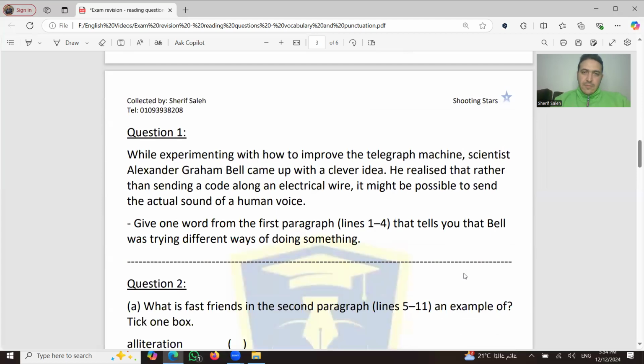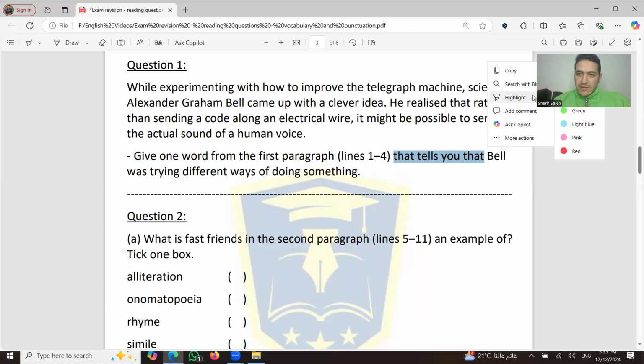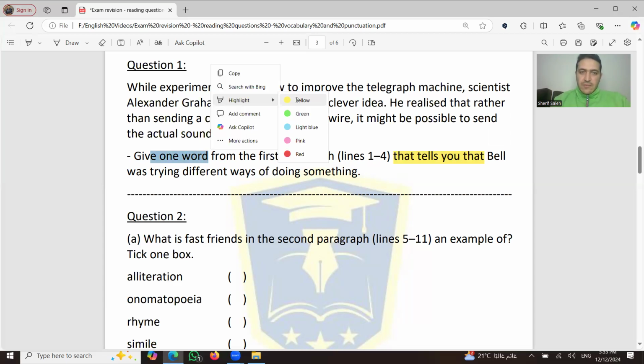So let's start with the first question. Here we have a paragraph, and the question says, give one word from the first paragraph that tells you that. Here it is: that tells you that. So we need to look straight after it. Bill was trying different ways of doing something. We need to find one word, and the answer should be only one word here.